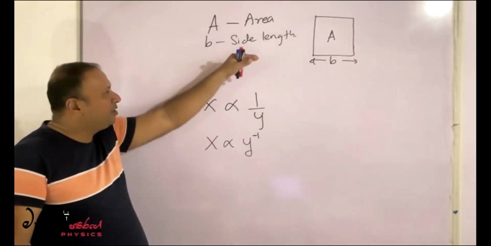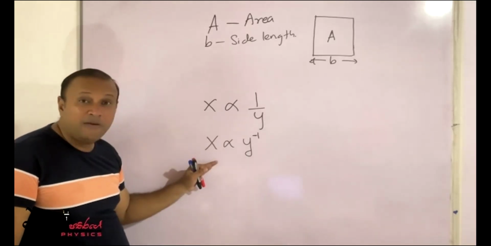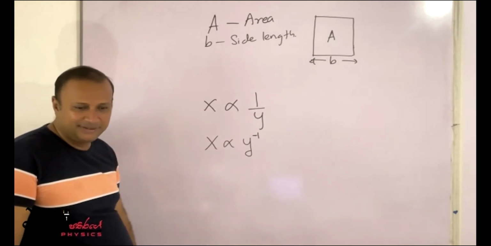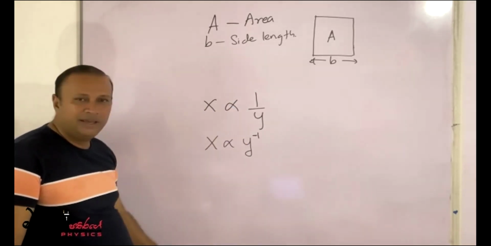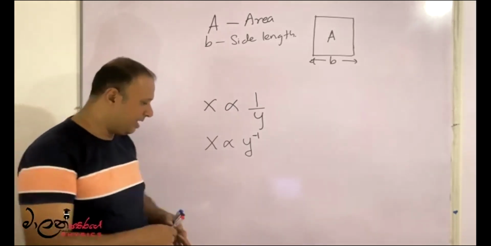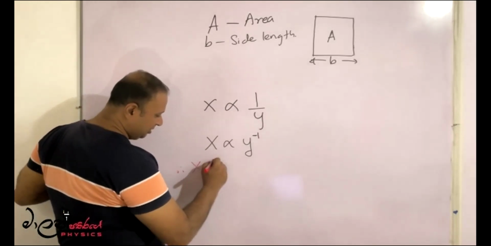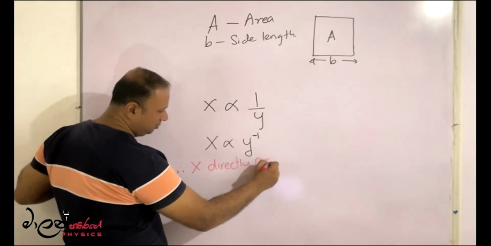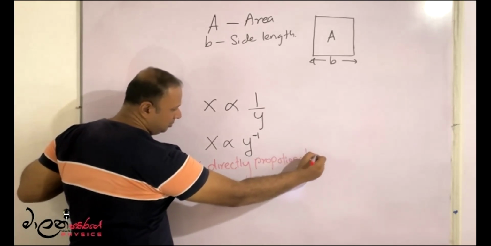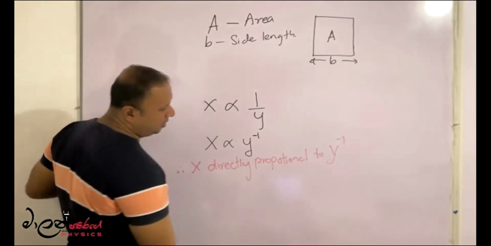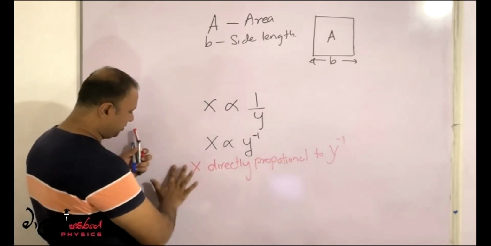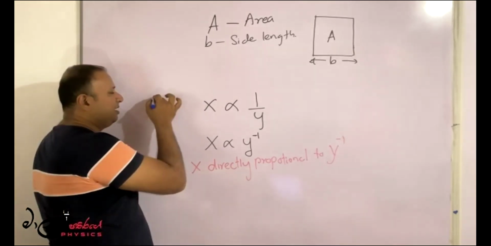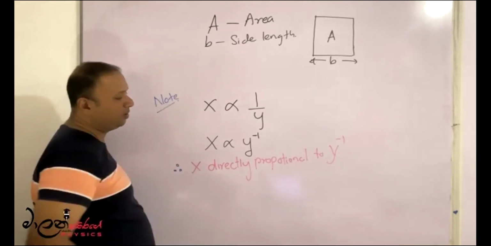Don't write this under this topic. If you have enough space under the previous lesson, can you put this one? x directly proportional to 1 over y can be written as x directly proportional to y to the power minus 1. That's all.